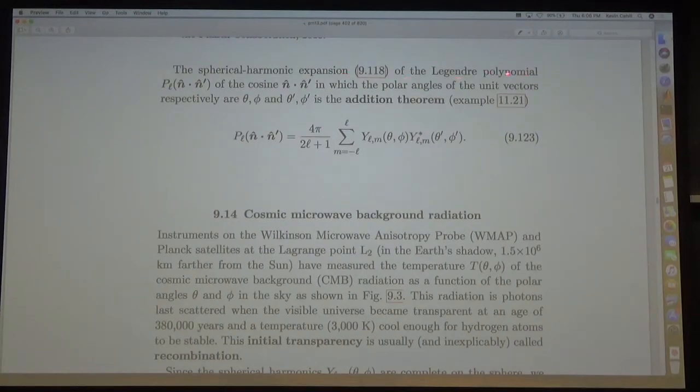This is the spherical harmonic expansion of the Legendre polynomial P_L of n-hat dot n-prime-hat, where these n's are unit vectors. The hat means unit vector, of course. And these are the unit vectors whose polar angles are theta and phi and theta prime and phi prime. Well, it is of this form. This is called the addition theorem, and it's derived in the chapter on group theory.